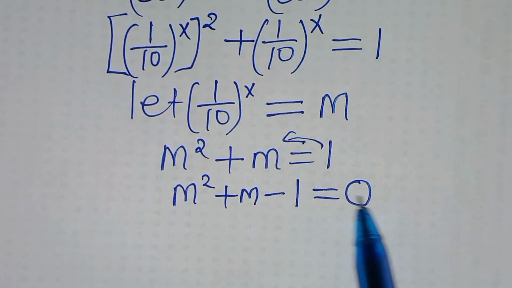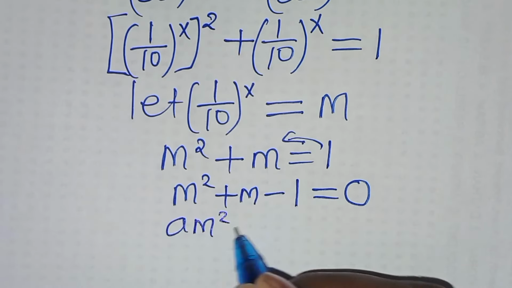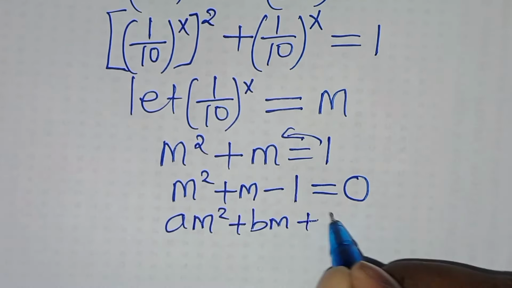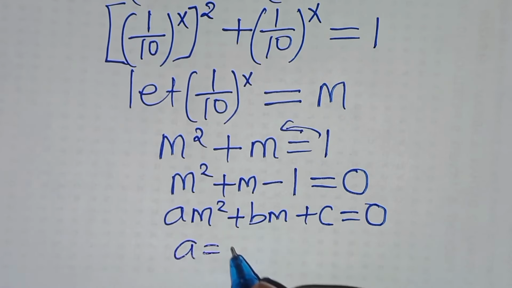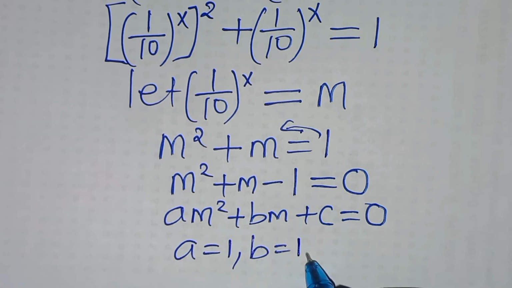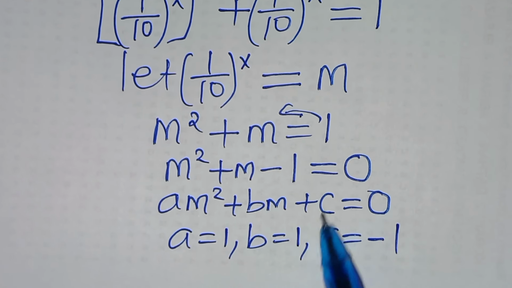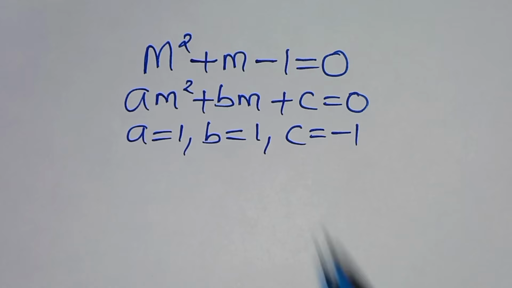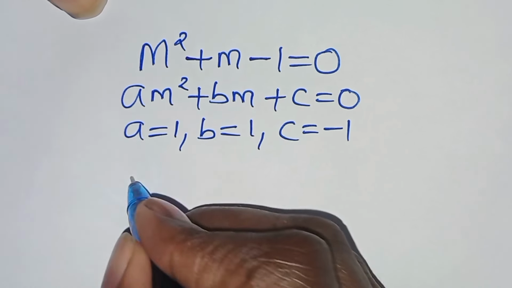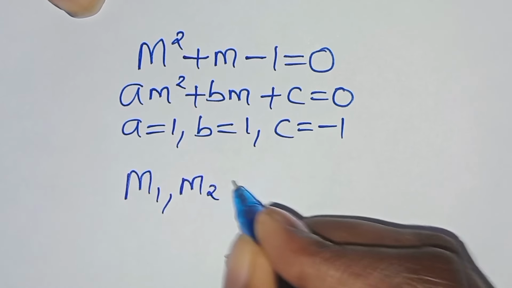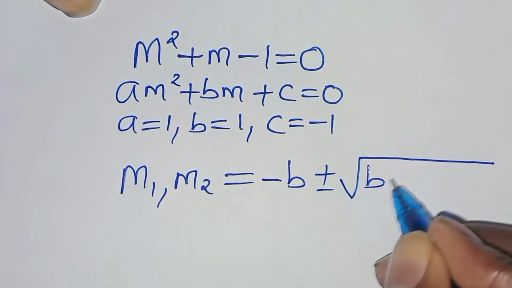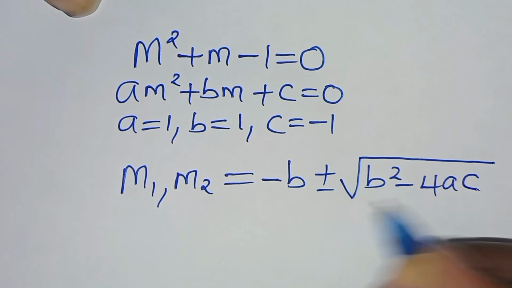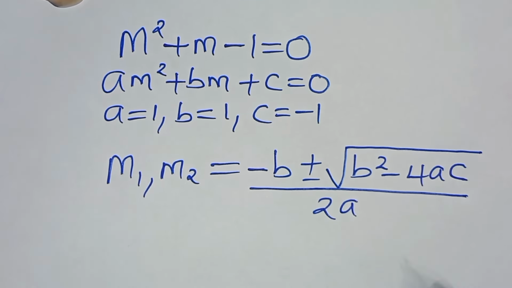So this is a quadratic equation of the form am squared plus bm plus c equal to 0. From this quadratic equation, a is equal to 1, b is equal to 1, and c is equal to minus 1. Now, for m1, m2, let's apply the quadratic formula. Applying the quadratic formula, m1, m2 is equal to minus b plus or minus the square root of b squared minus 4 times a times c, over 2 times a.